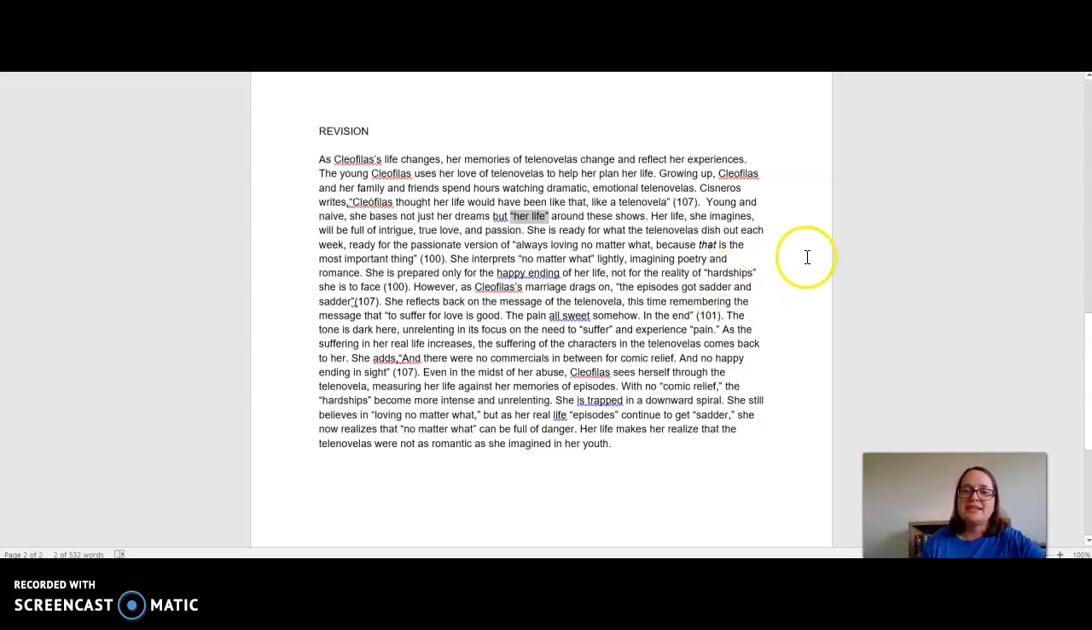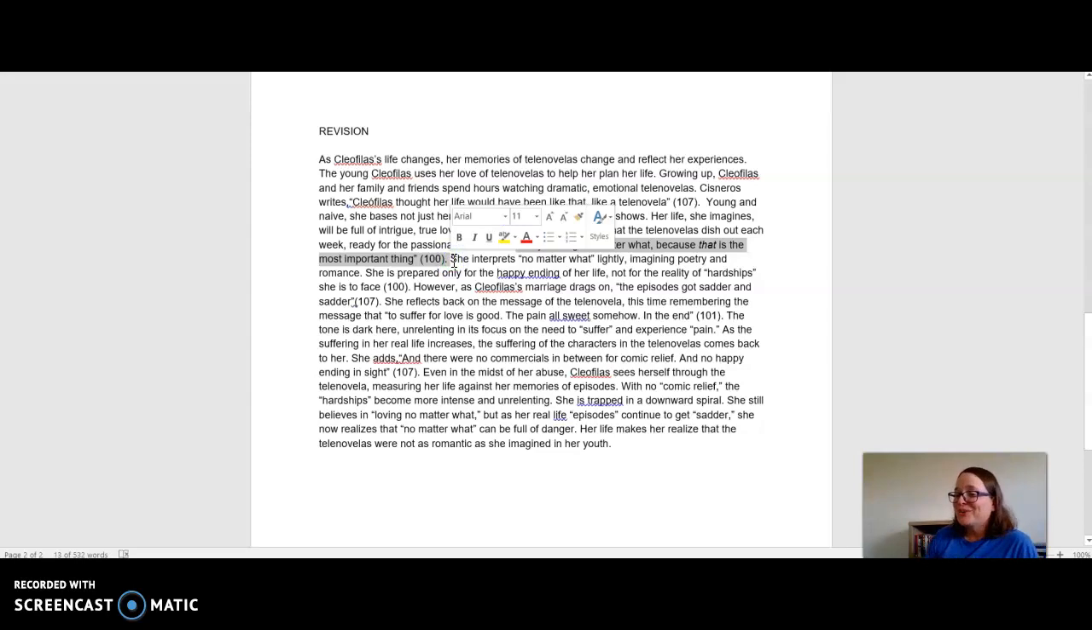All right, and then we repeat that again. Her life, she imagines, will be full of intrigue, true love, and passion. This is clear from the text, but it's also the writer explaining what they mean by her life. So you have a specific from the text and then another sentence that goes into more detail to explain what that was, what it looks like. The next sentence adds a new quote. So she's ready for what the telenovelas dish out, ready for the passionate version of, quote, always loving no matter what, because that's the most important thing.